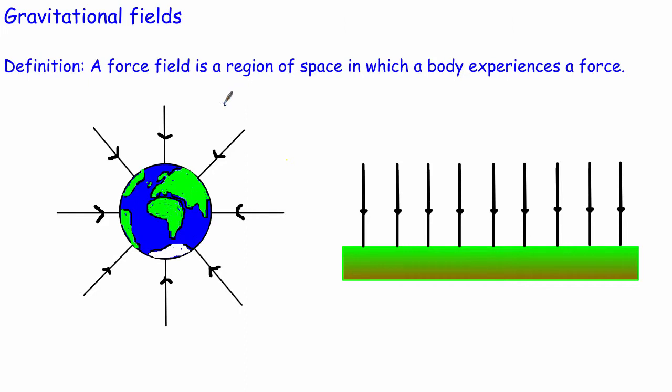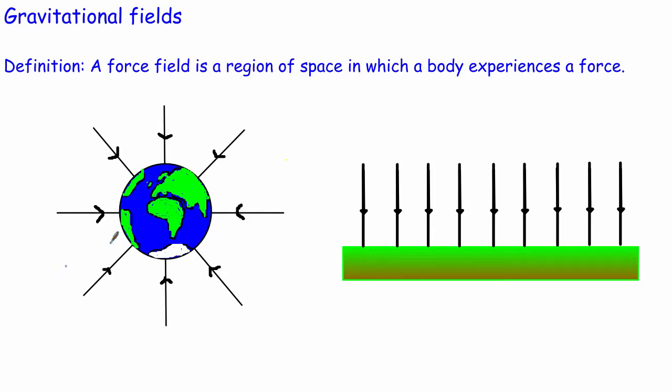The most common of these that we know about from everyday experience is gravity. For example, if we took a mass and we put it up here, it would experience a force because it would fall down. Now, we can represent gravity pictorially. So we've got two different types of fields here. Here we've got a planet, and we're able to draw on these field lines.